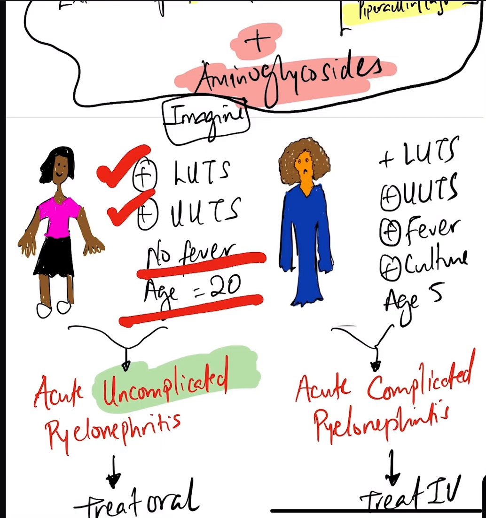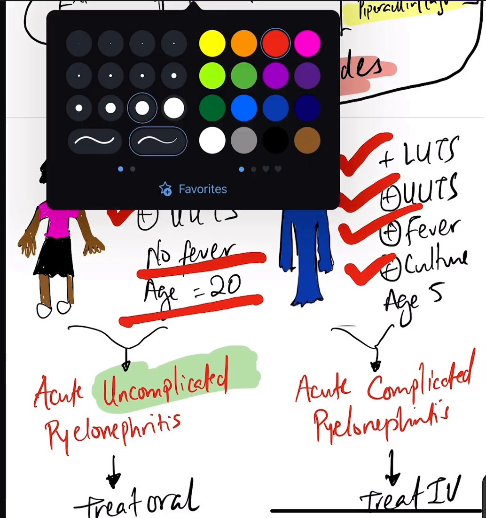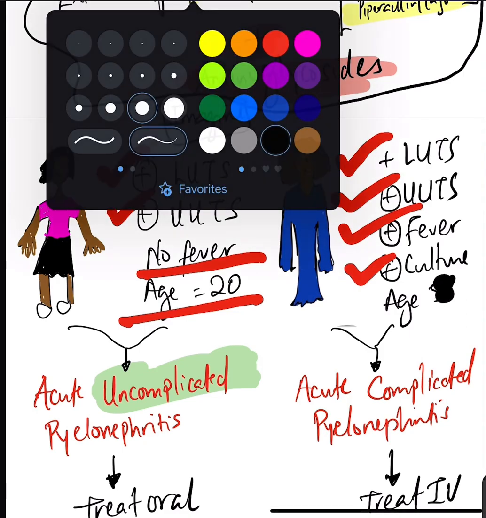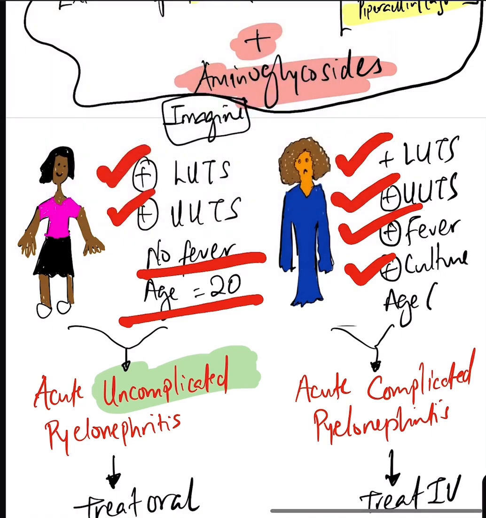But this patient has positive lower urinary tract symptoms, positive upper urinary tract symptoms. She has fever. She did a culture that was positive. And her age is, like we said, 58 to 60. So she's at high risk because of her age as well. And then she has fever together. So that means she has a complicated acute pyelonephritis.